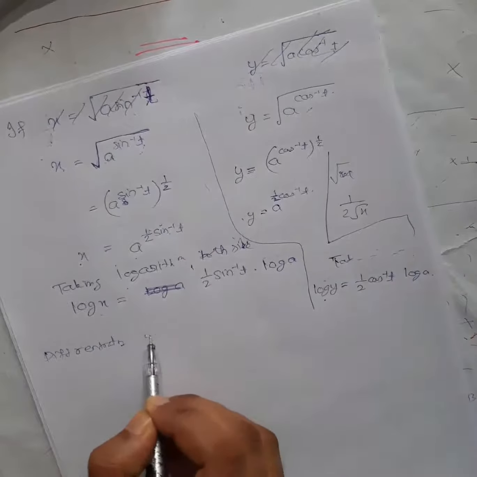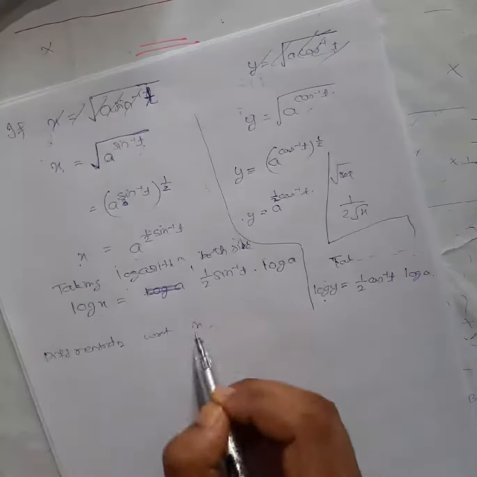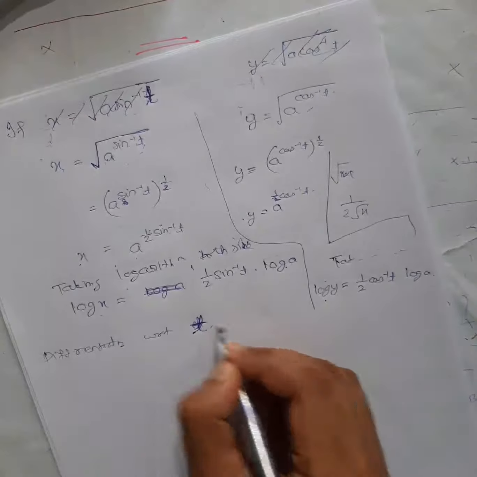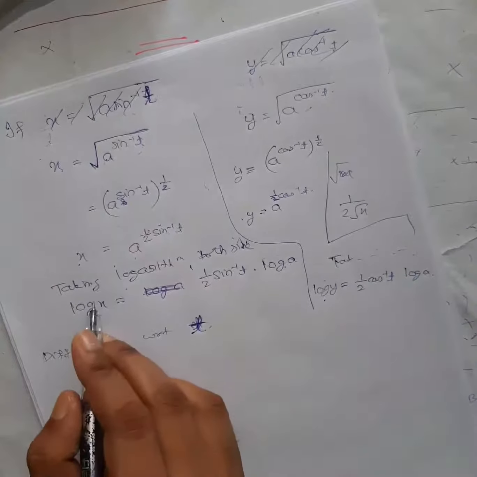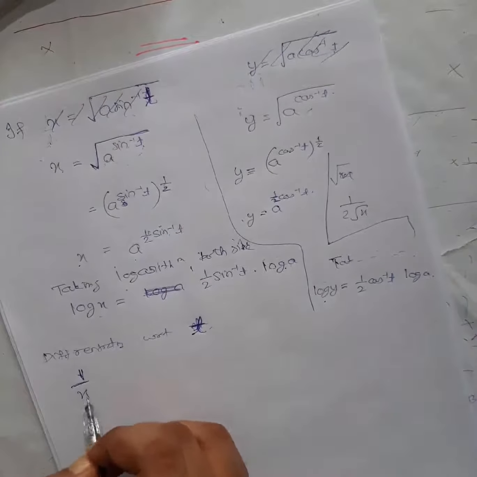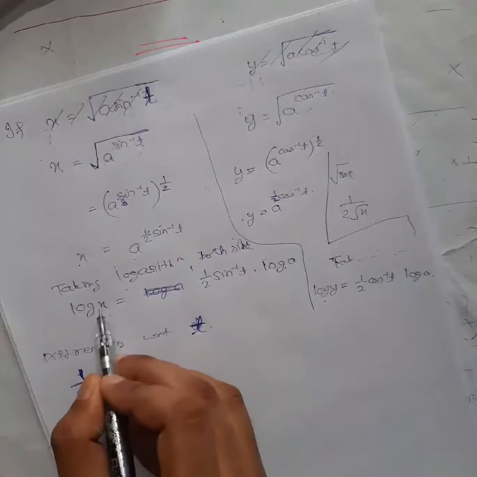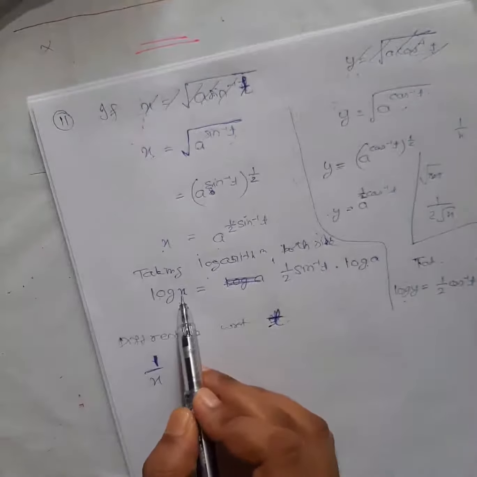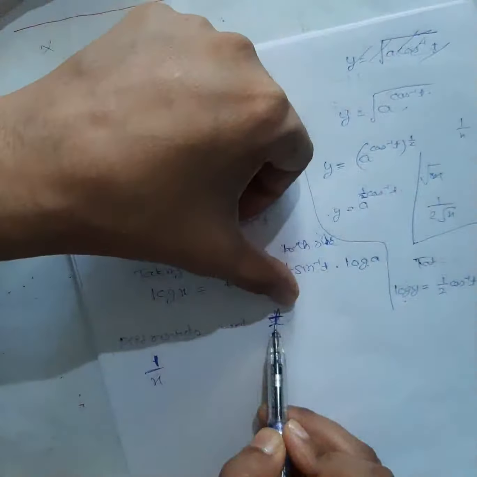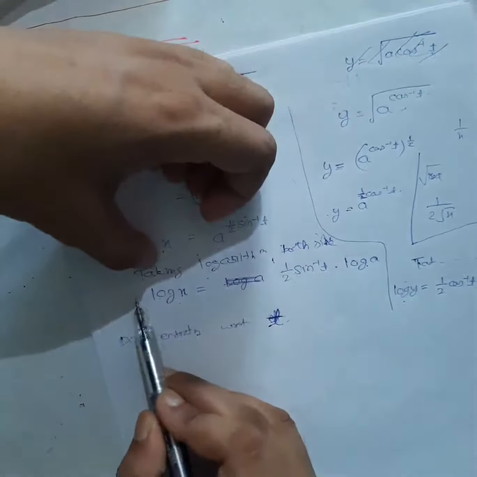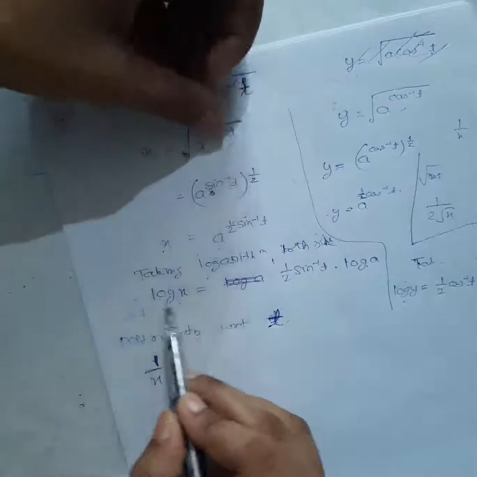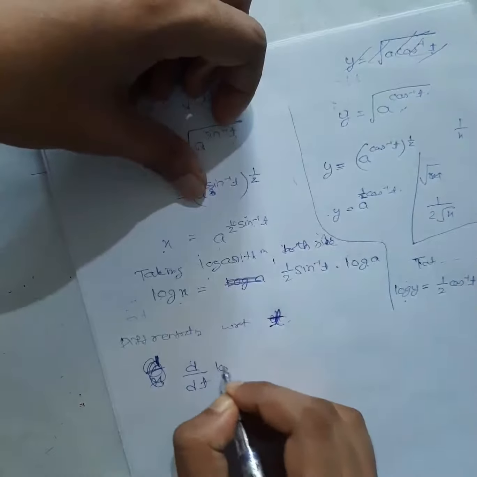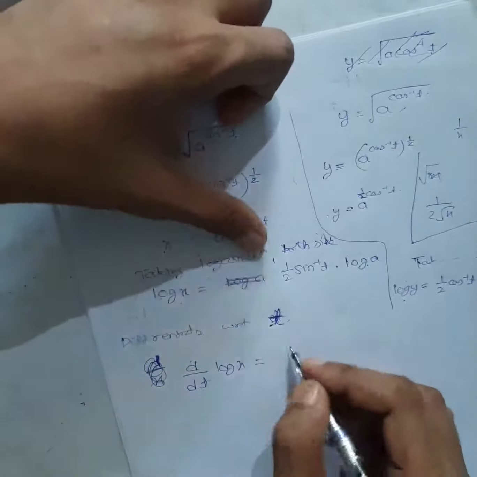Differentiating with respect to x, not x, sorry, t. The independent variable is t here, right? With respect to t, this one what you will get is 1 by x, this is of the form log x. Log x differentiation is 1 by x. Here some students might get confused. Now see, with respect to t you have to differentiate, right? Means what? d dt of this one. Let me write it down, it's better. d dt of log x.